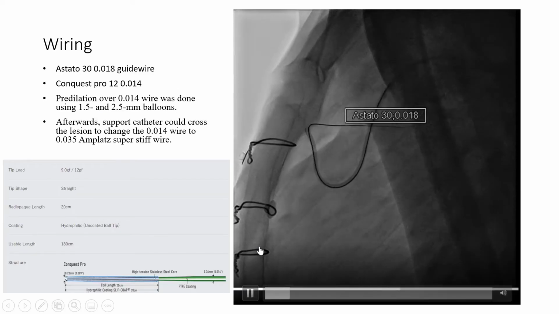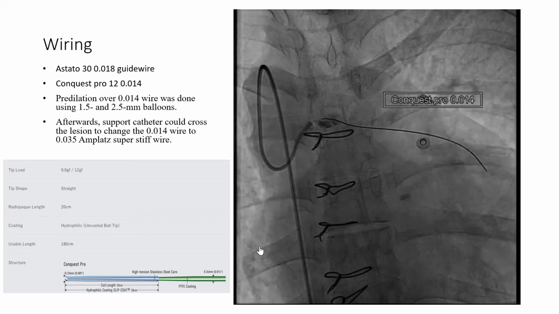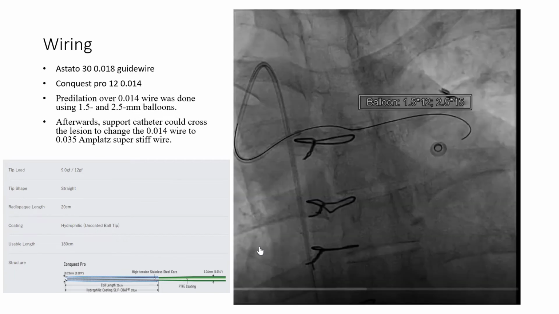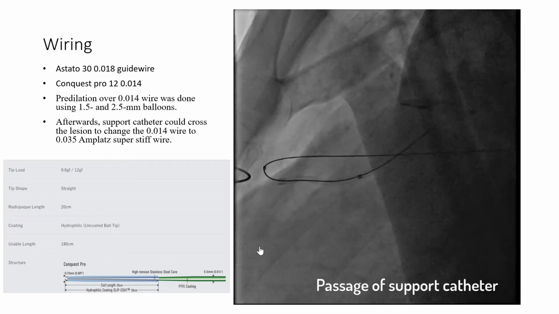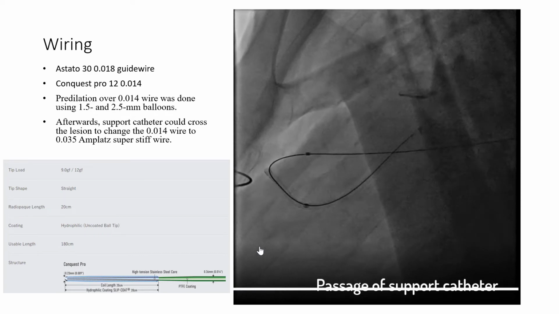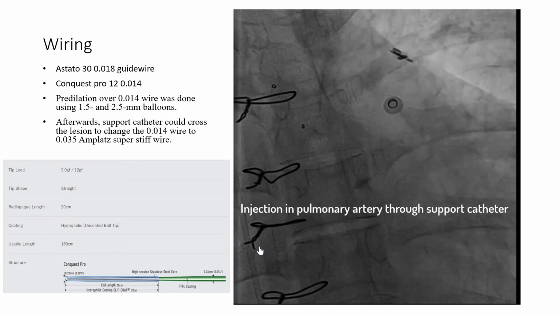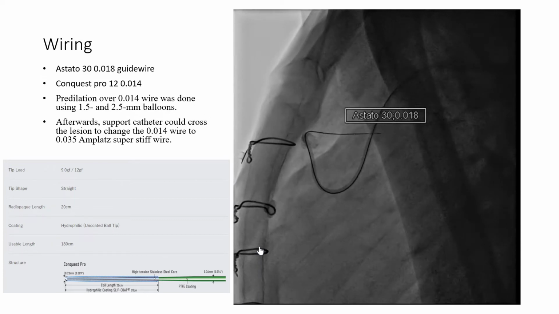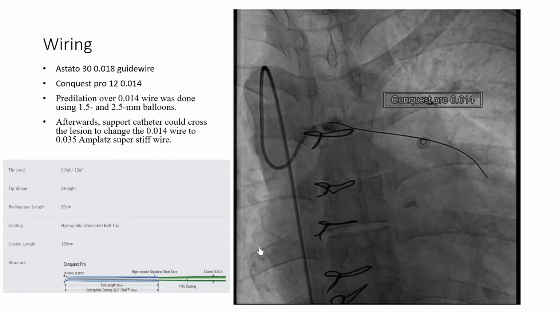As the 0.35 hydrophilic guide wire and 0.018 hydrophilic guide wires were not successful to pass the occlusion, we applied a STO-30 to pass the lesion, which was not successful. At the end, we applied Conquest Pro 12, which is a CTO guide wire, which successfully passed the occlusion. Predilation over the aorta 0.014 wire was done using 1.5 and 2.5 mm balloons. Afterwards, the support catheter could cross the lesion to change the 0.014 wire to a 0.035 Amplatz superstiff wire.